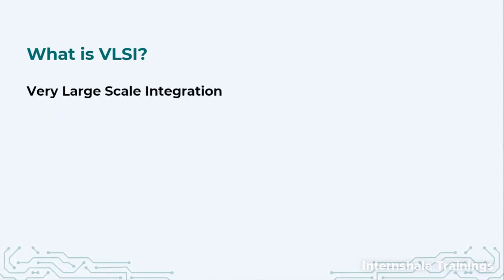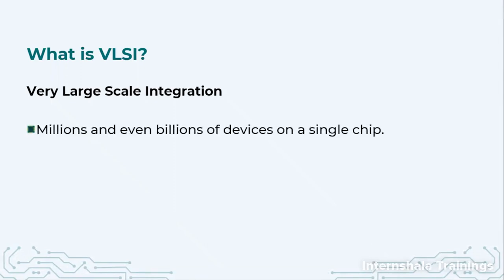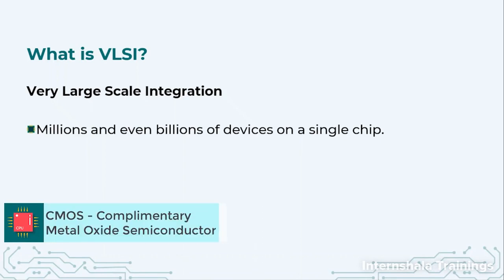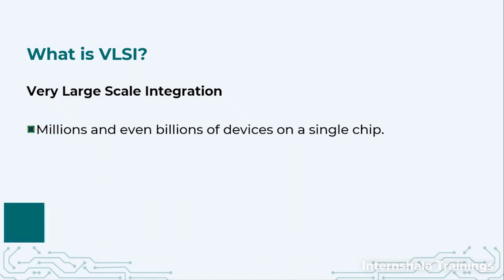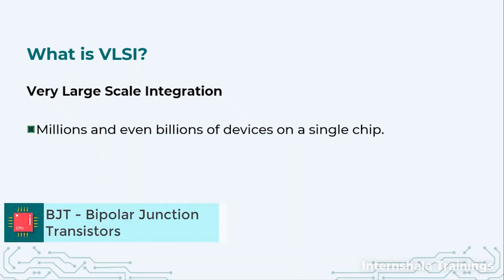VLSI stands for Very Large Scale Integration. How large and what is integration? Large means millions and even billions of transistors, and putting them together on a single chip is called integration. These devices in modern technology are basically CMOS transistors, complementary metal oxide semiconductor transistors. Earlier they used to be field effect transistors, FET, and the first transistors were bipolar junction transistors, BJT.